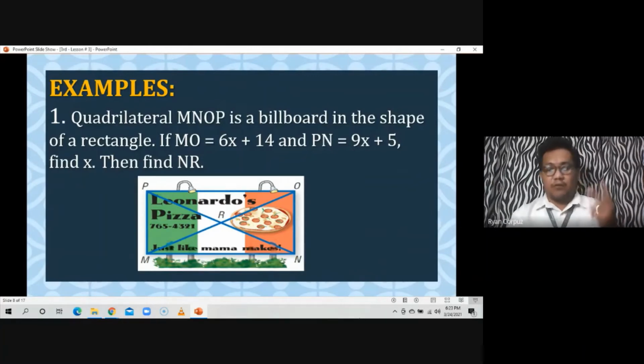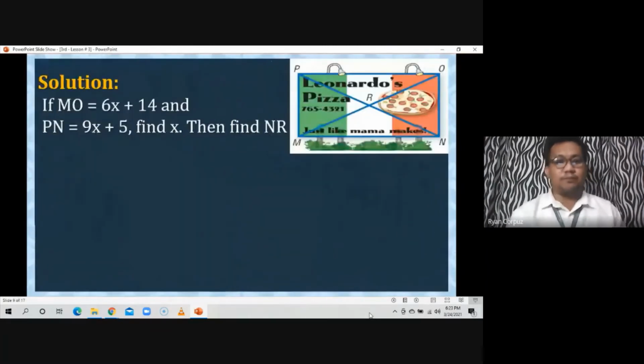So we are going to find two things here. The value of the variable x. At the same time, we're going to find out the measure of the segment NR. Nasa yung NR, ito yun, NR. What is the measure of this segment? Paano natin gagawin yun? So let's have this solution.